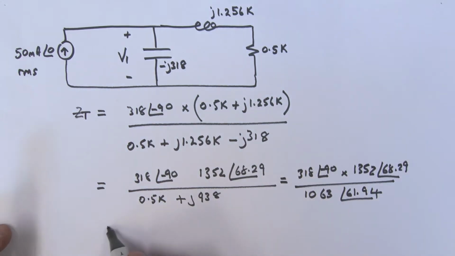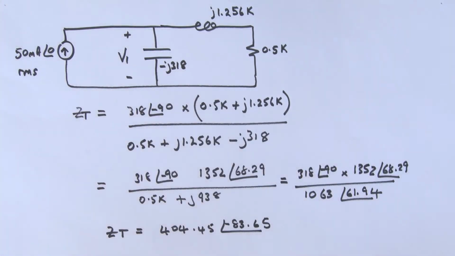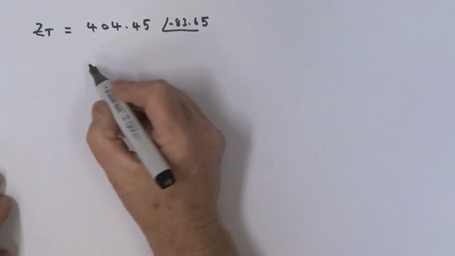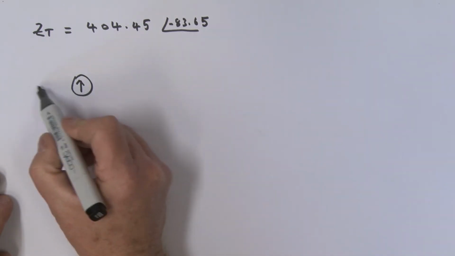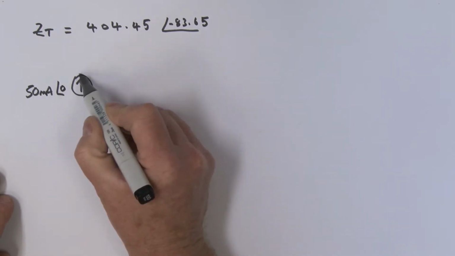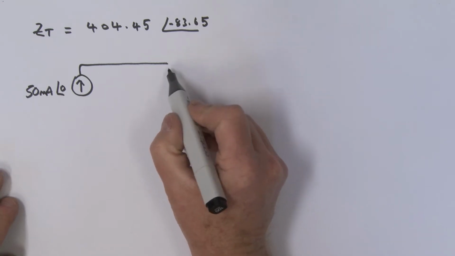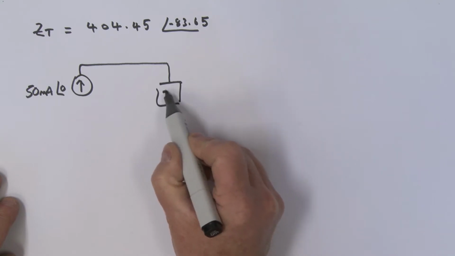So if we do all of that, we get that ZT is equal to 404.45, and the angle is a minus 83.65. All right, let's redraw the circuit. So what we have is our source over here, which is our 50 milliamps, angle 0. Okay, and now we've evaluated this ZT, so we can represent it really in this fashion. So here it is, ZT.